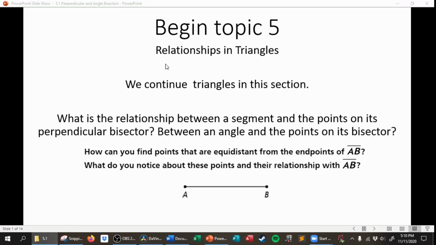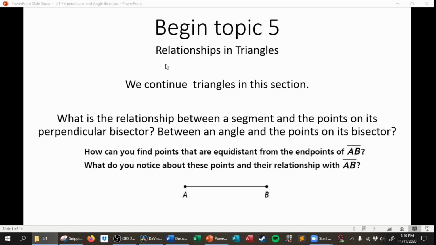All right, here's topic 5. We're going to start with 5.1, where we're going to look at the relationships in triangles. Triangles are going to be a big part of this class from here on out until we get to topic 10 with circles. There's no avoiding them in geometry, and this is really elementary trigonometry at this point.